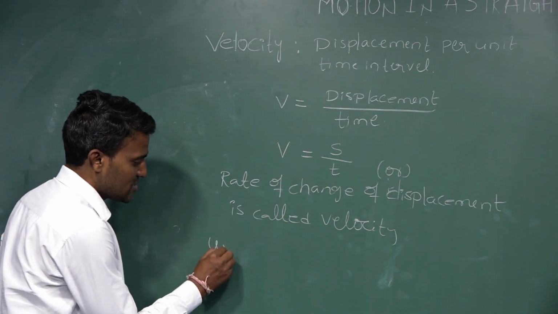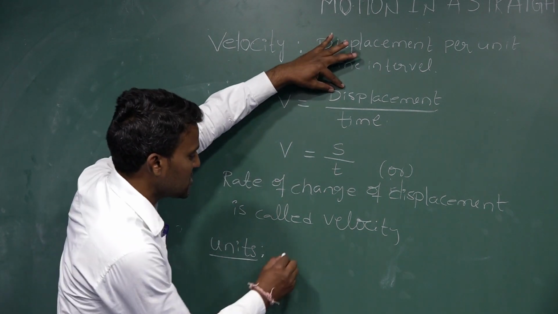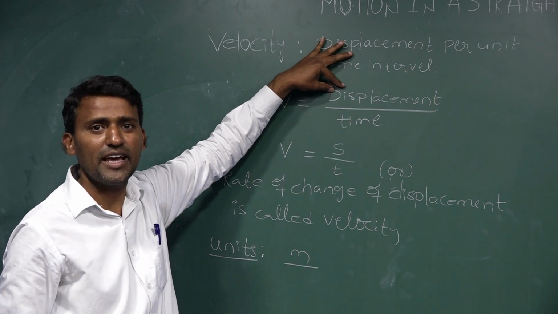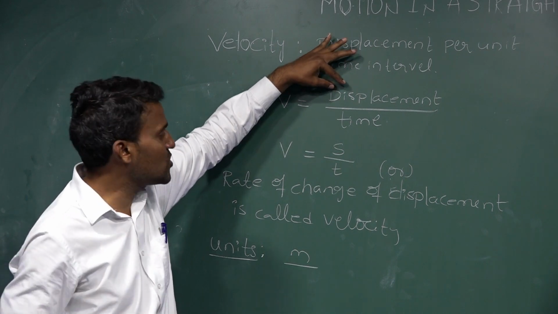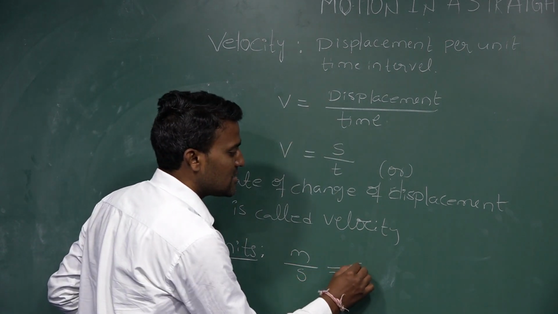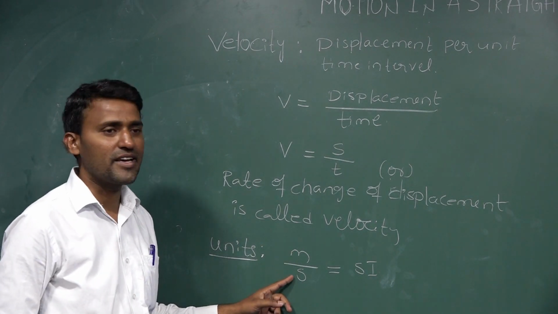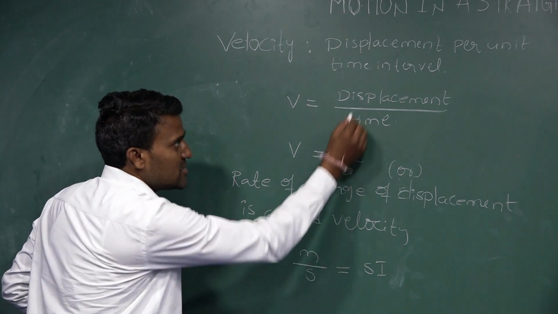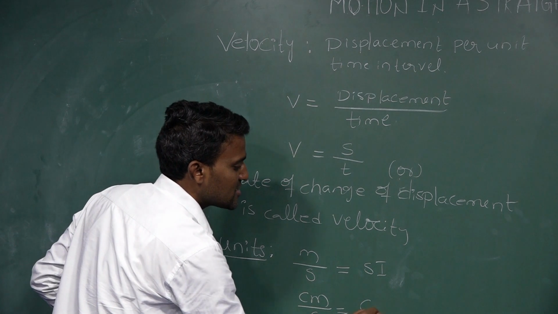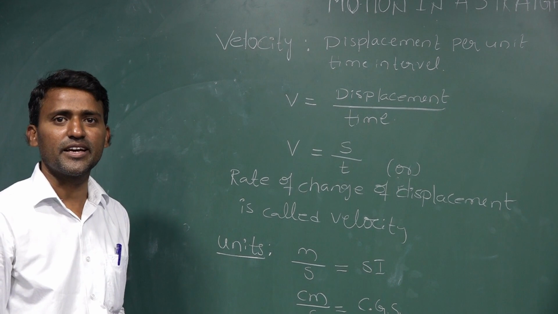And what are the units? Displacement is nothing but a length, so how can you measure the length? In meters, centimeters, kilometers. Here the unit is meter and time is the second, so meter per second is the SI unit of velocity. In the CGS system, displacement unit is centimeter and time unit is second, so CGS unit of velocity is centimeter per second.